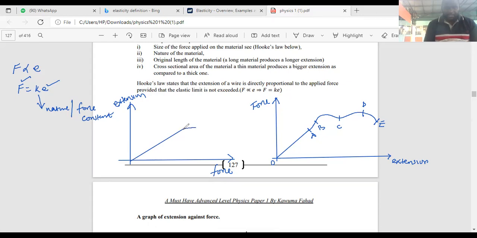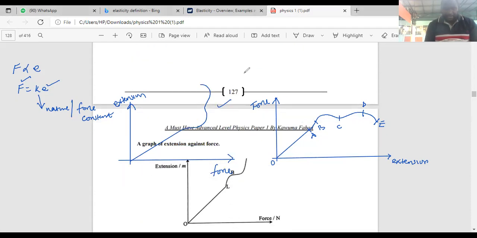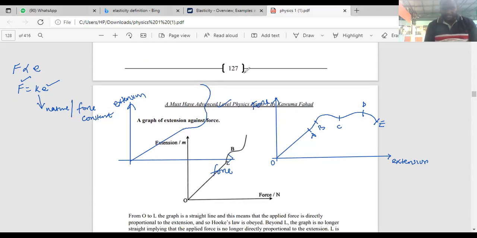So I'll also send the other notes which are written. This is what we have down here in the notes. This curve you have is extension against force, while the other is force against extension. So they can ask you for any. If you label it very well, you will see that this is point O.